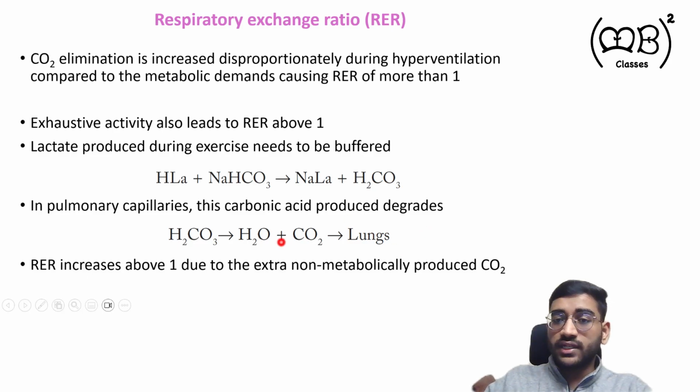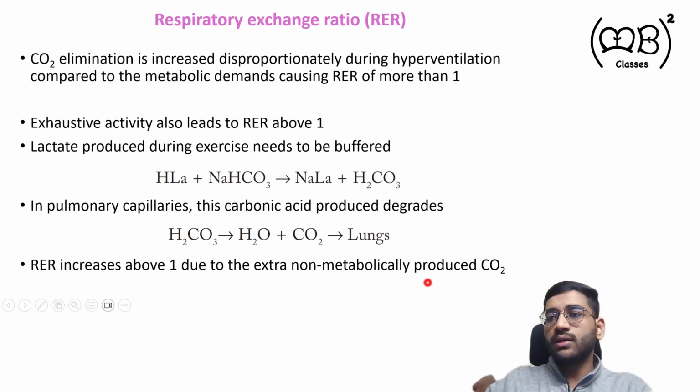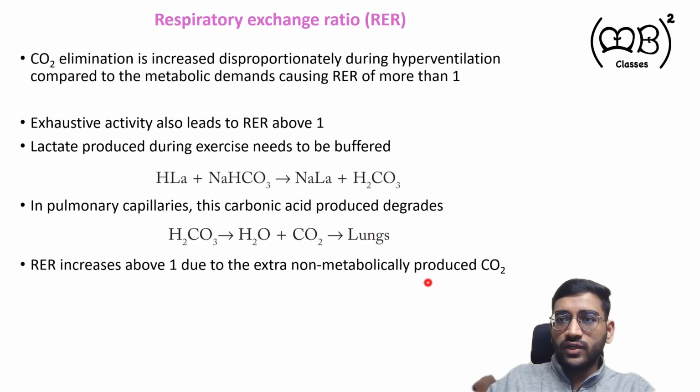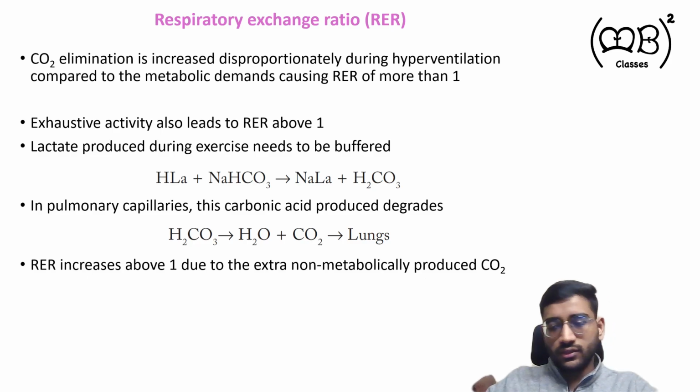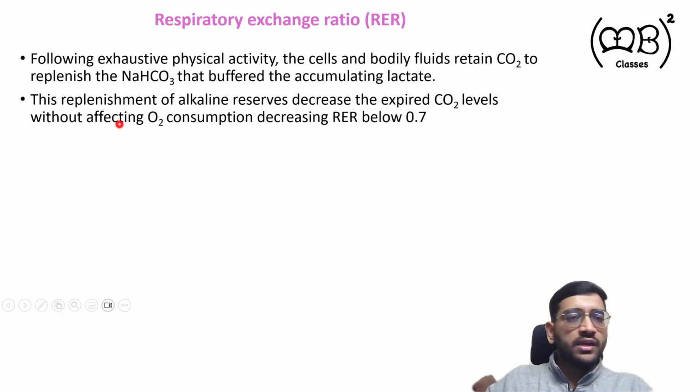But this carbon dioxide didn't come from catabolism, didn't come from metabolism, didn't come from the cellular level of macronutrients. So this is extra, non-metabolically produced carbon dioxide, thus changing the RER to above 1 without the RQ being anywhere close to it. These are the two scenarios in which RER can be more than 1. It can also decrease following an exhaustive physical activity at the cellular level, bodily level.